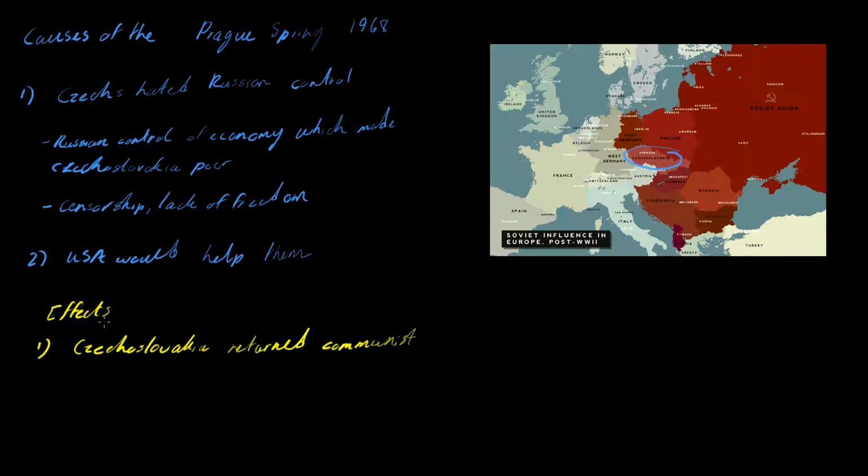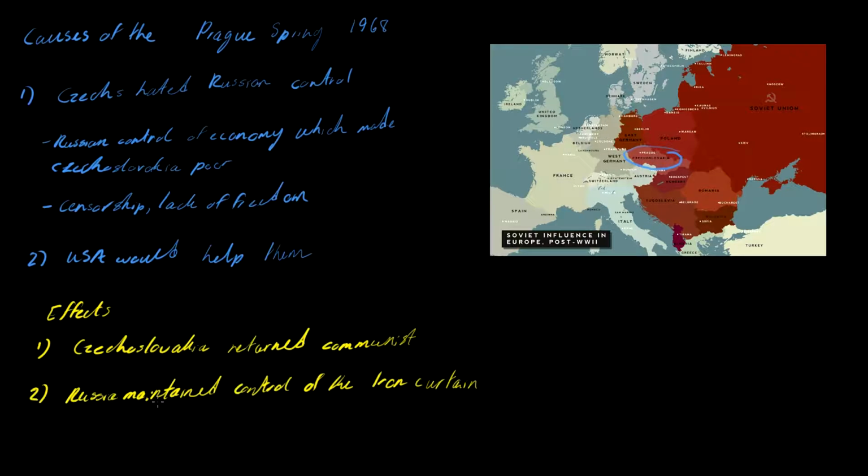How about effects of the Czechoslovakian uprising? What happened because of it? The first was that Czechoslovakia was just returned back to communist control, back to the control of the Soviets. Russian troops were stationed there. Half the leadership of the Communist Party, along with the directors of many firms, were sacked, and 47 anti-communists were arrested, so it went back to Russian control.